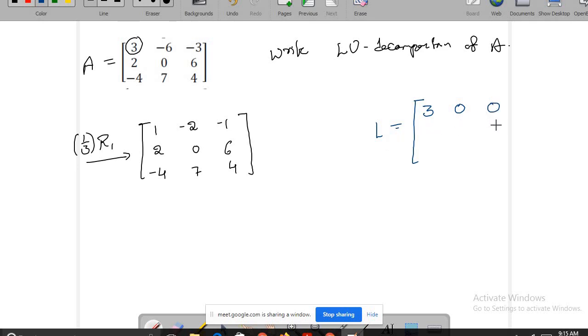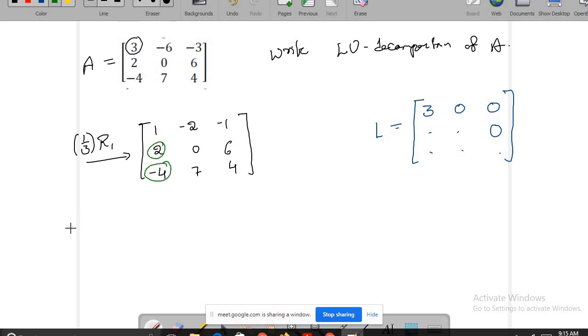Next, this entry is also fixed. Why? Because we want a lower triangular matrix. The only thing you need to know are these numbers. So the next step, what shall we do? We need to make this one 0 as well as this one 0.